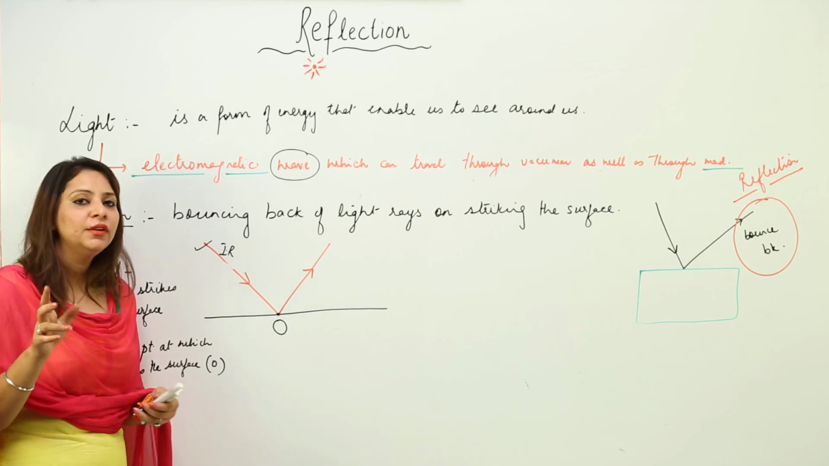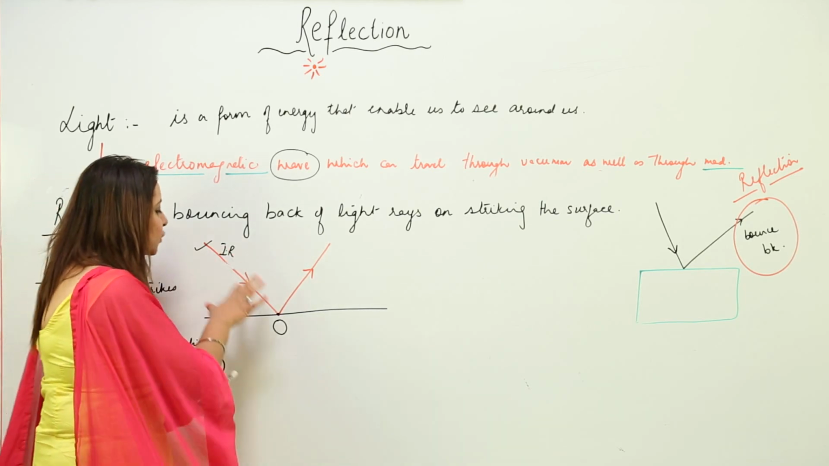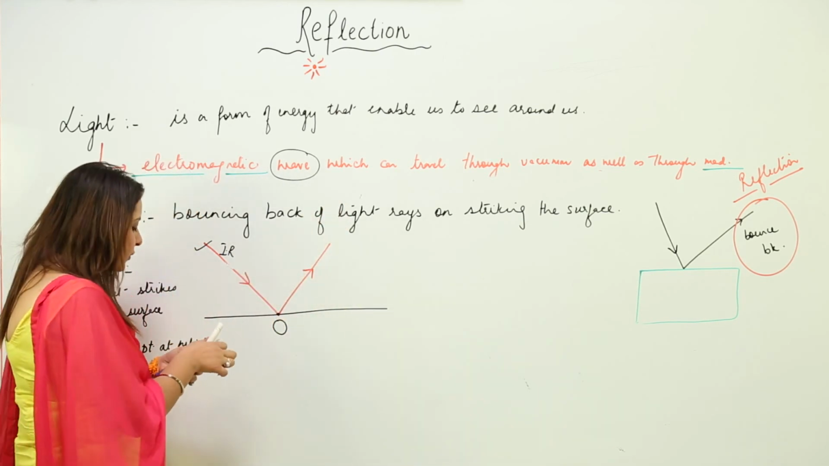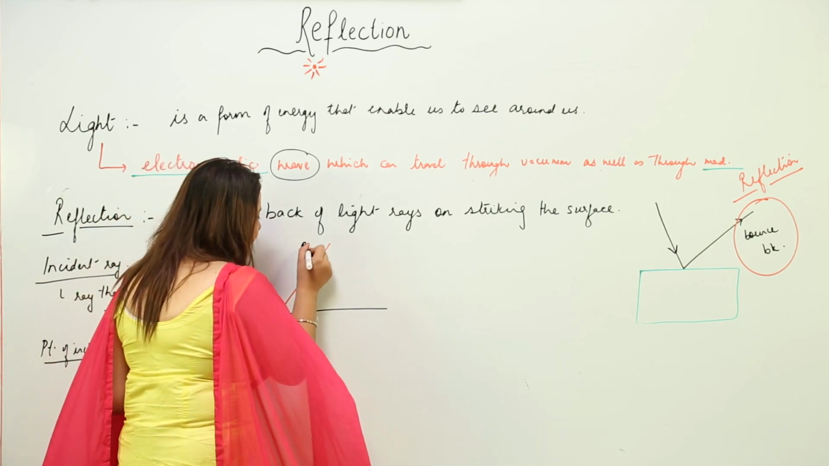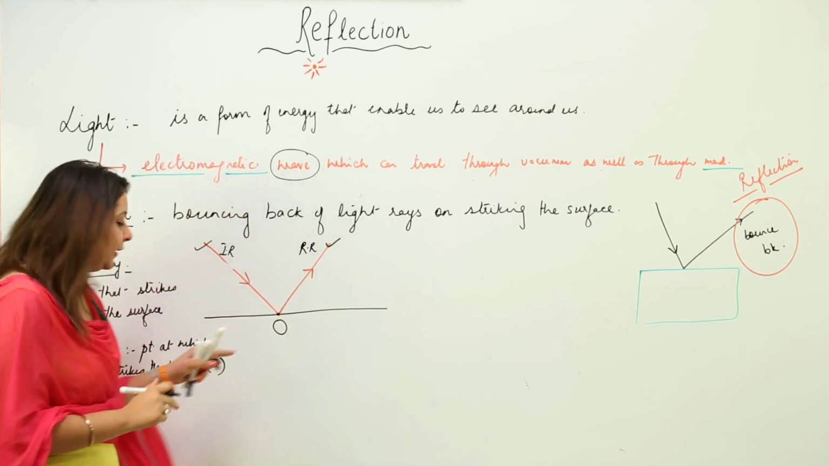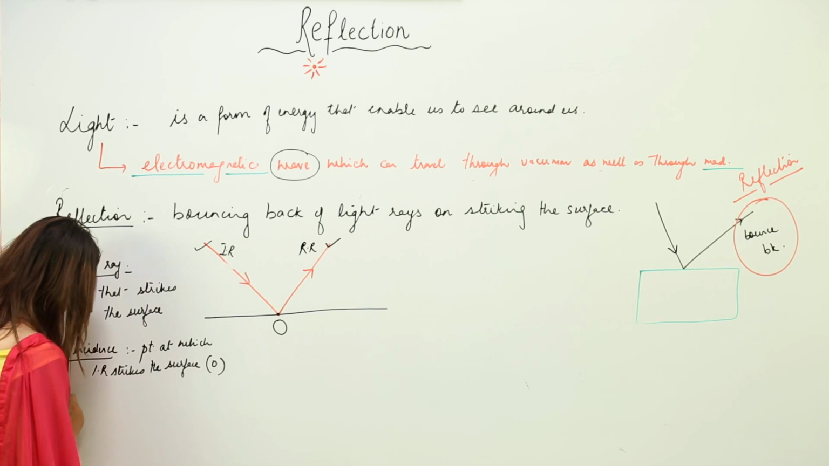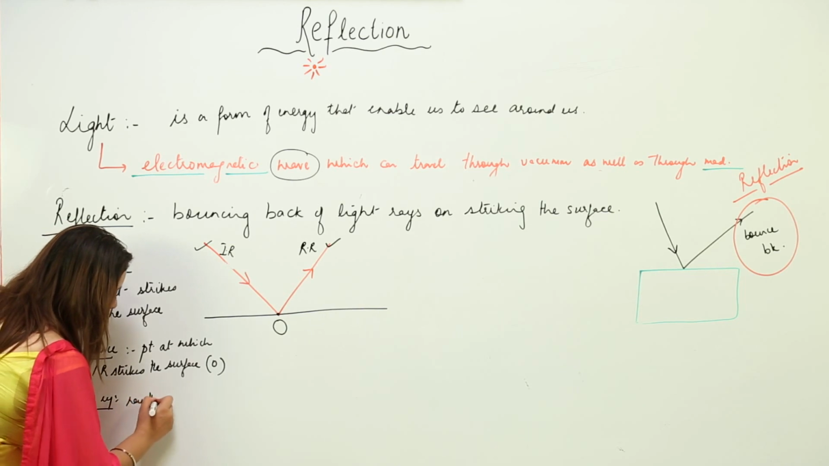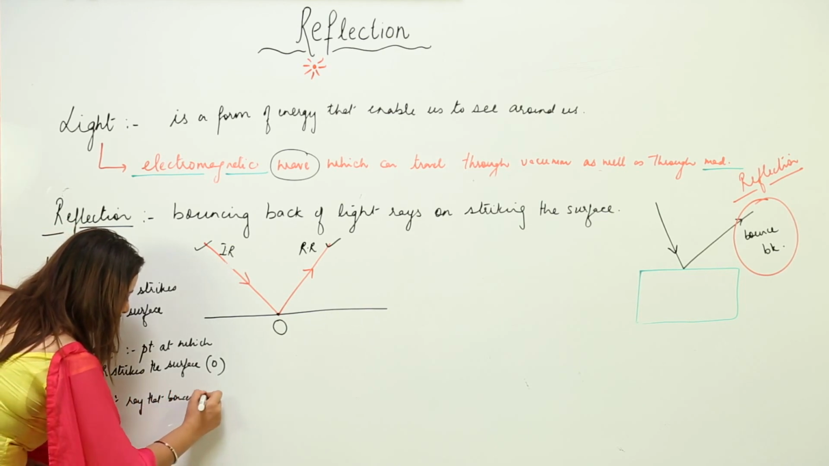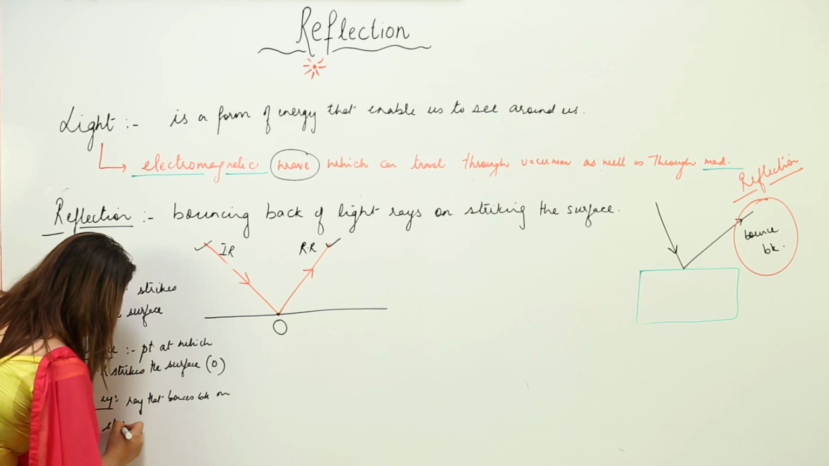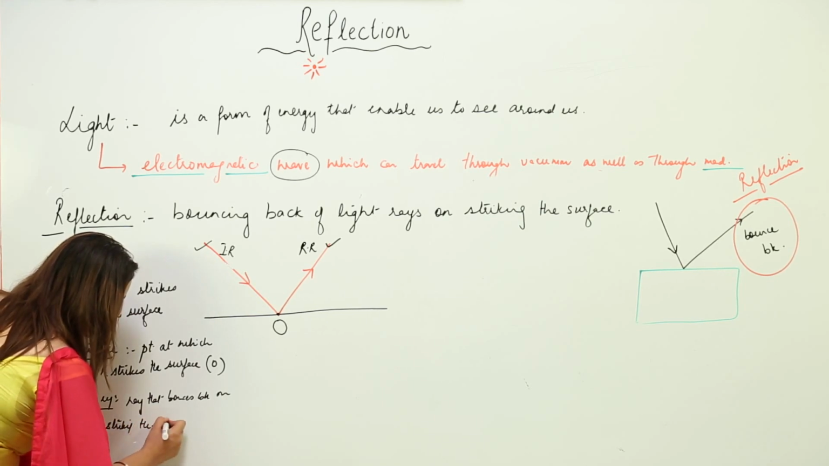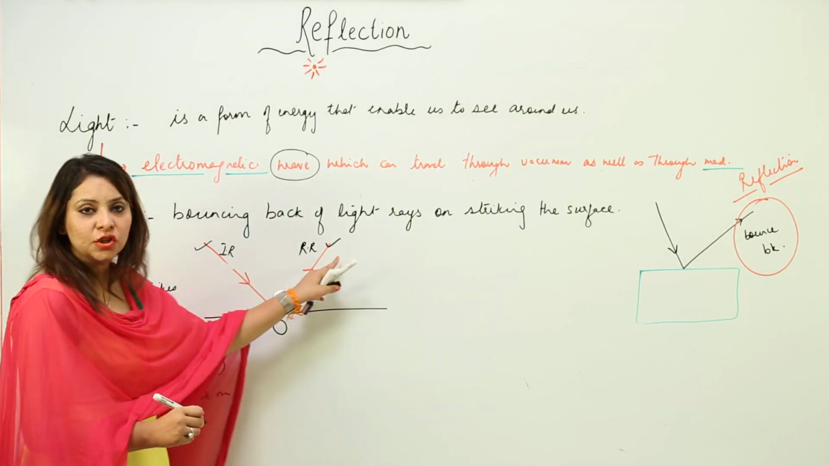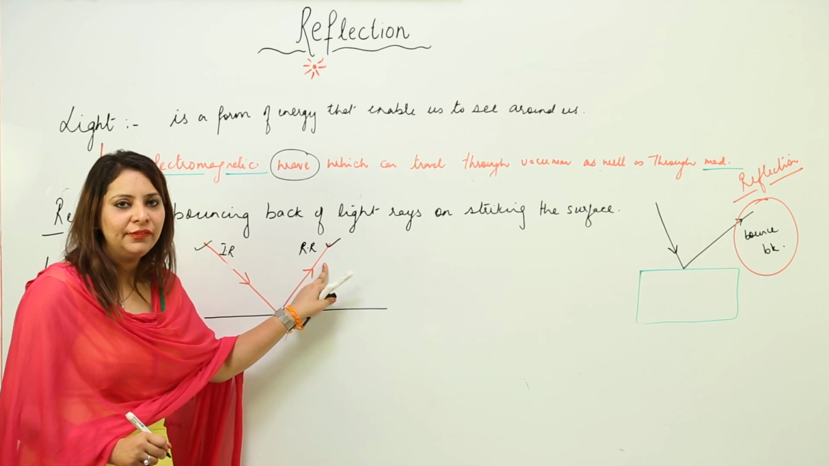As I told you, when we are studying reflection, light strikes the surface and then gets bounced back, and this bounced ray is called the reflected ray. So in this figure, this is our reflected ray. What is the reflected ray? It is the ray that bounces back on striking the surface. As you have seen, this ray falls, strikes the surface at point O and just gets bounced back. This is called the reflected ray.